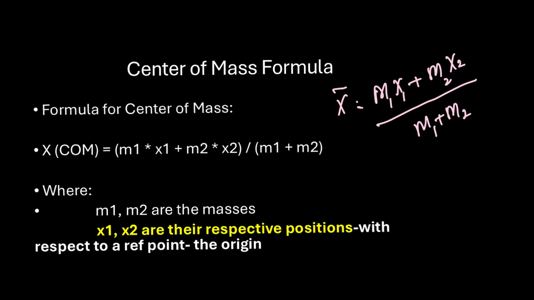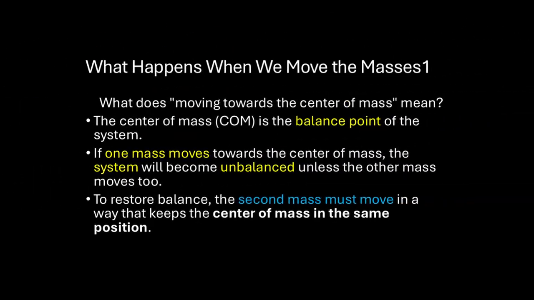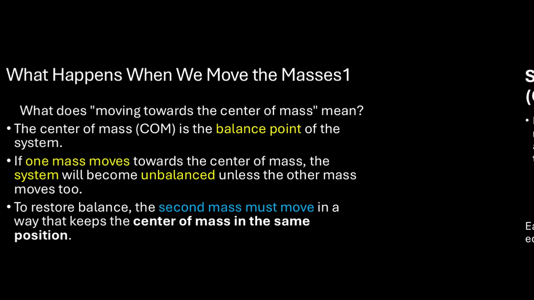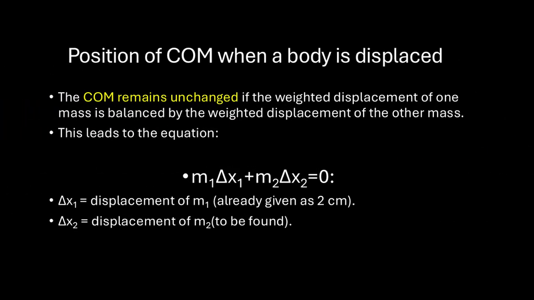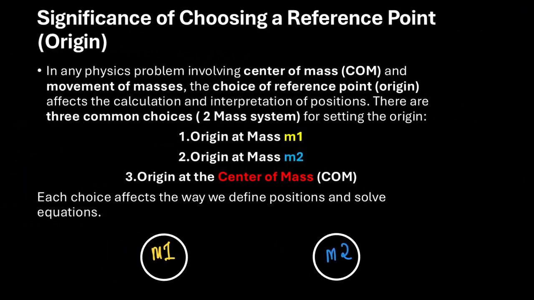So the next question comes: if there is an origin with respect to which the distances are calculated, where should this origin be located, or what are the possible locations of this origin? When the origin is the center of mass, the equation minus m1 delta x1 plus m2 delta x2 holds, which clearly means that there can be other origins as well.